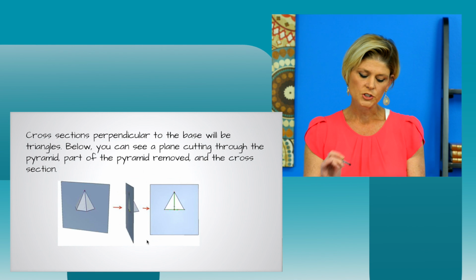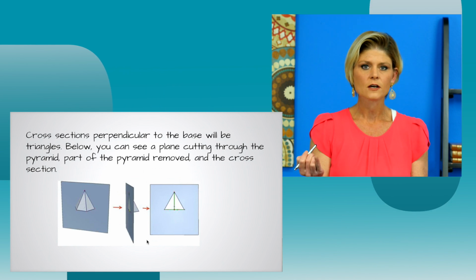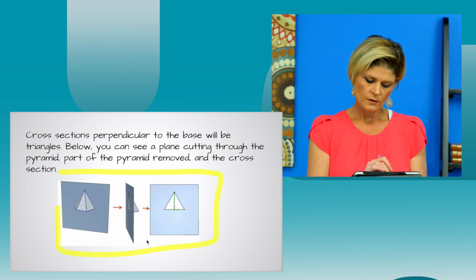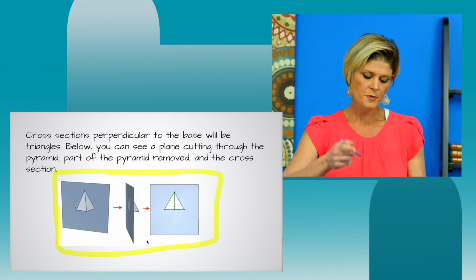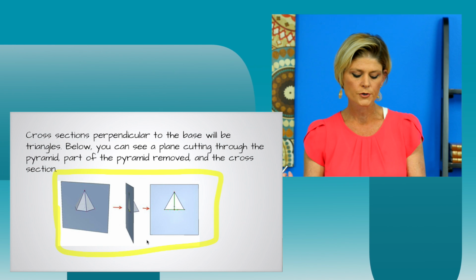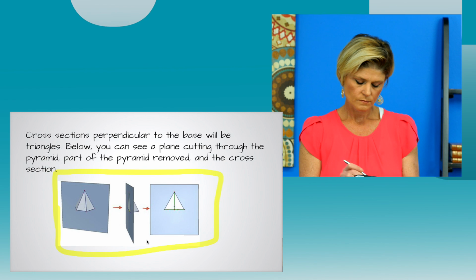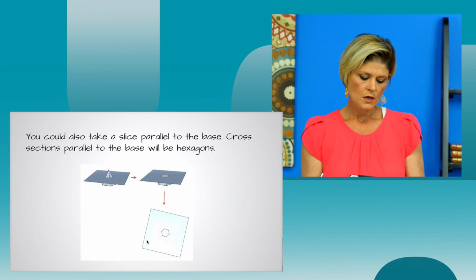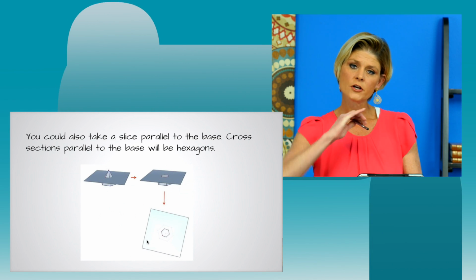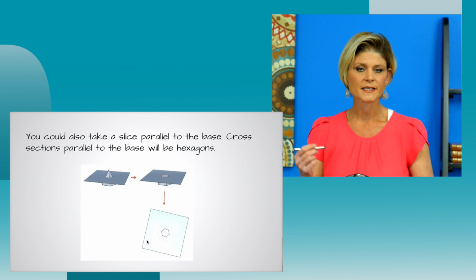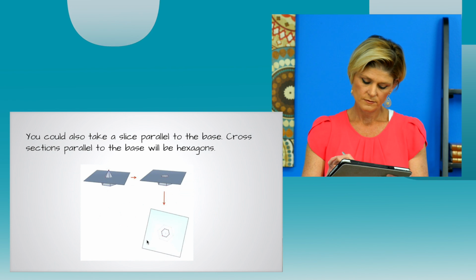So cross-sections perpendicular to the base are going to be triangles, as you can see here. Below you can see a plane cutting through the pyramid. Part of the pyramid is removed, and you can see the cross-section. You could also take a slice parallel to the base, and those cross-sections parallel to the base are going to show hexagons. You see here.